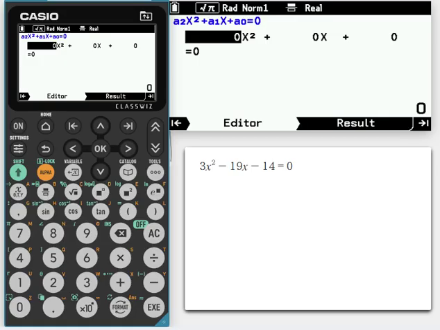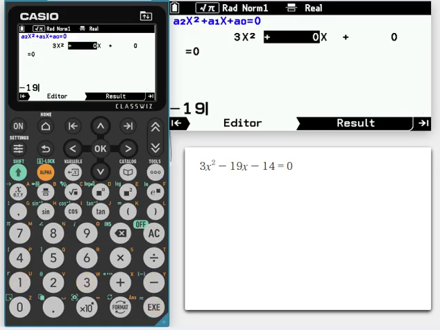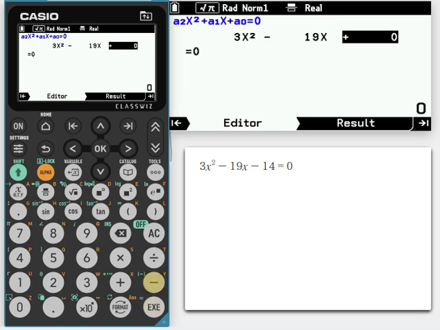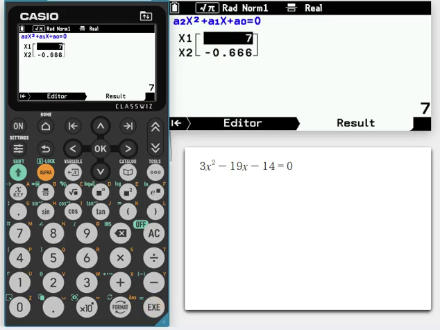Look at the top here. It gives you the format in which the quadratic must be prepared before you can solve it. So in this case, 3, -19, and -14, and EXE, and you have your answers. 7 and -2/3. As easy as that.